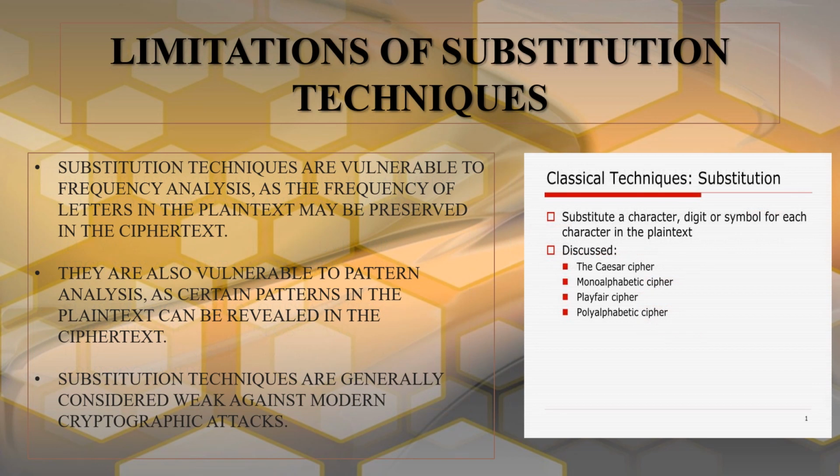Limitations of substitution techniques. Substitution techniques are vulnerable to frequency analysis, as the frequency of letters in the plain text may be preserved in the cipher text. They are also vulnerable to pattern analysis, as certain patterns in the plain text can be revealed in the cipher text. Substitution techniques are generally considered weak against modern cryptographic attacks. Classical techniques, that is the substitution techniques, substitute a character, digit, or a symbol for each character in the plain text. We discuss the Caesar cipher, the monoalphabetic cipher, the Playfair cipher, and the polyalphabetic cipher.